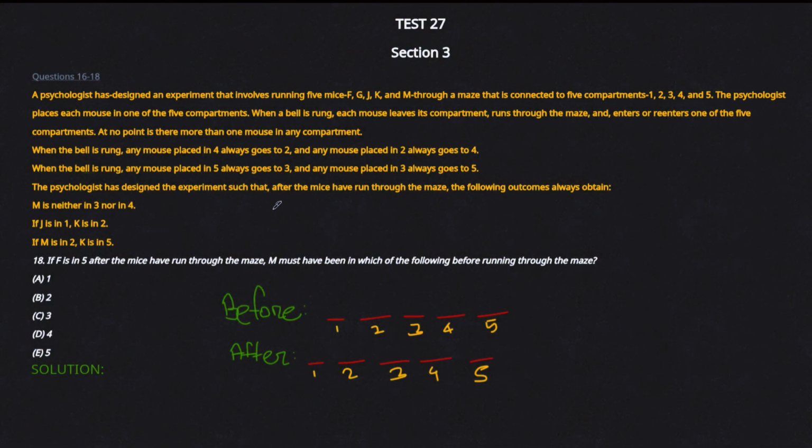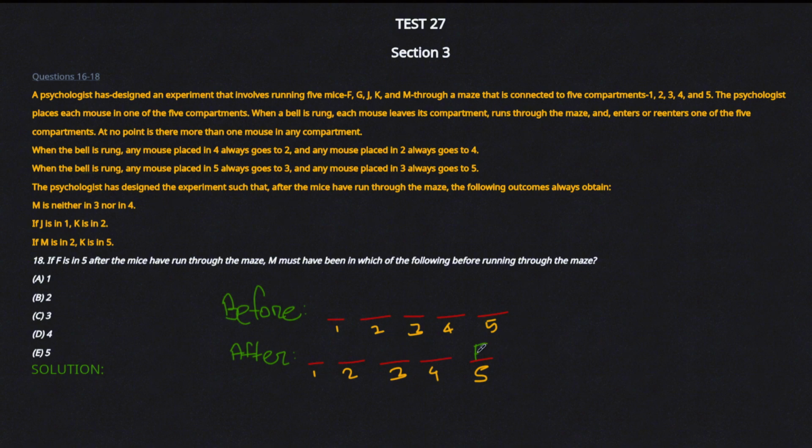Okay. Again, on to number 18. If F is in number 5 after the mice have run through the maze, M must have been in which of the following before running through the maze? So after the race is complete, F is at number 5. So we have F here.